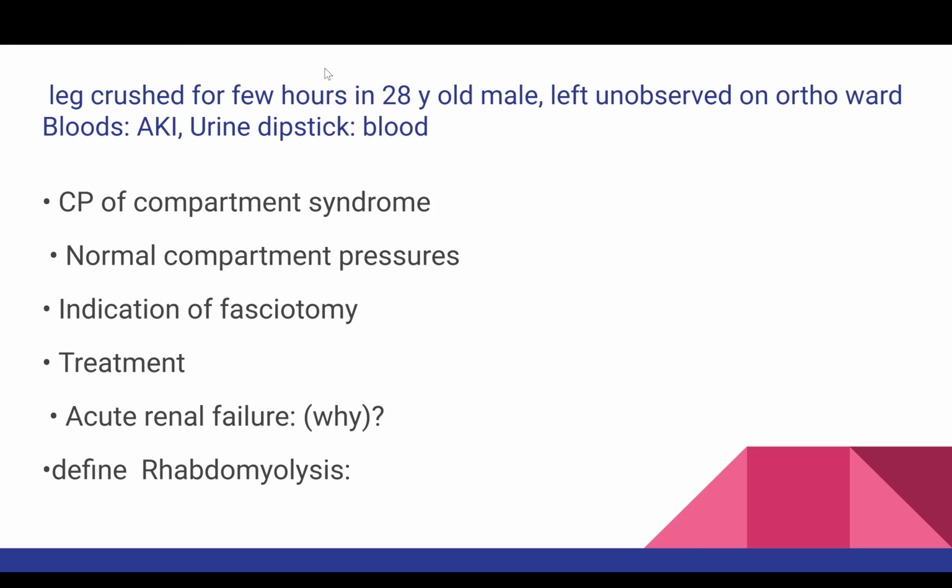Why is this patient likely to develop acute renal failure? Because of the crush injury, there will be a release of myoglobin into the circulation, leading to acute renal failure. Okay, define rhabdomyolysis. Rhabdomyolysis is a state of injury to the skeletal muscle, leading to a release of myoglobin into the circulation, when the obstruction is released.